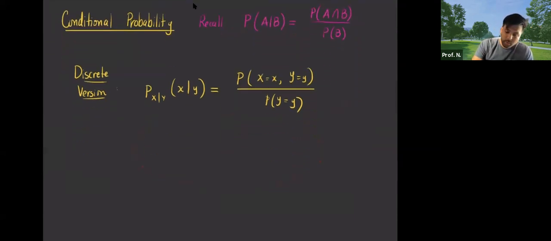A lot of this is just notation. This on top is P of X, Y, the same thing as this. And on the bottom, we normally specify that we're dealing with the random variable being Y.